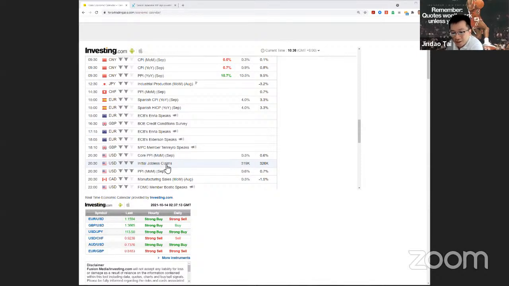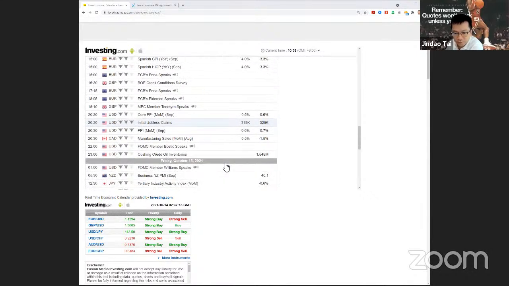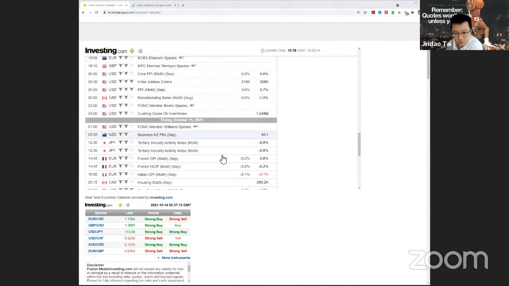This is a weekly number, so don't expect big movements there, but it's possibly looking at a slight improvement, looking to go from a 326K to a 319. So some improvements there, but I don't think this would swing the US dollar back massively. Following on from that, what else we have?